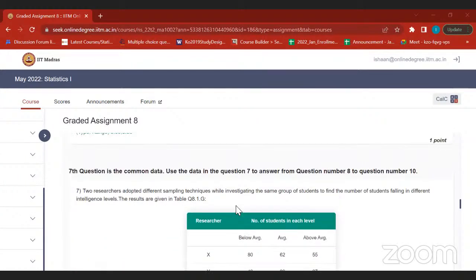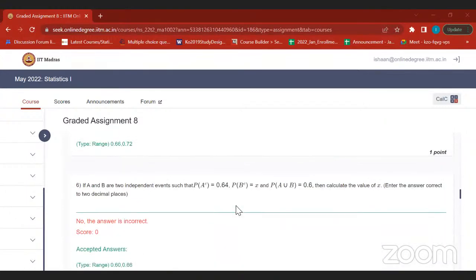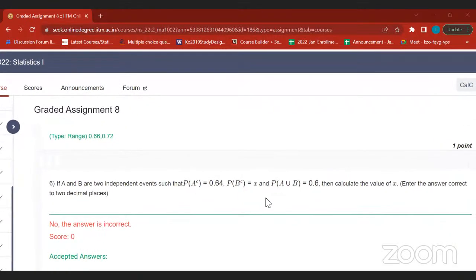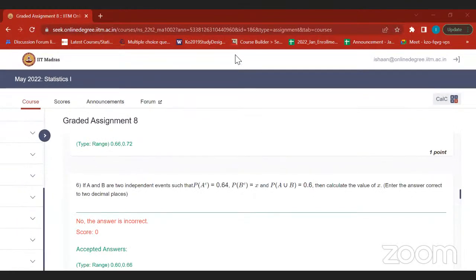Sir, I have a doubt in question number 6. I wasn't able to solve this. How did you approach this one? I had no idea about this. You must have done something and reached some answer, right? I tried to draw a Venn diagram, but somehow it didn't work.